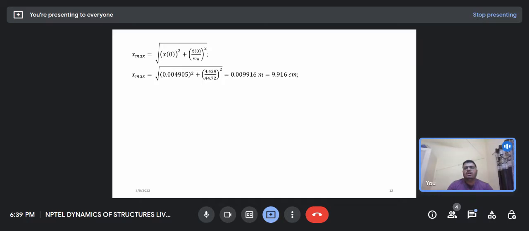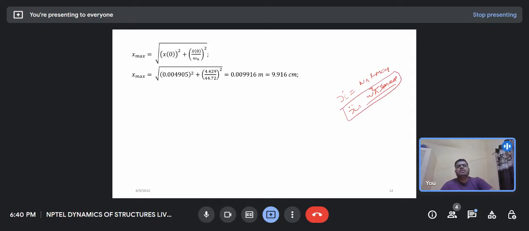If you have been given the maximum deformation, you have to find the maximum velocity or maximum acceleration. For the velocity, you simply multiply omega n into x max. And for the maximum acceleration, you do omega n square into x max. So you have omega n square, the omega n value, and the maximum deformation. What is your acceleration?